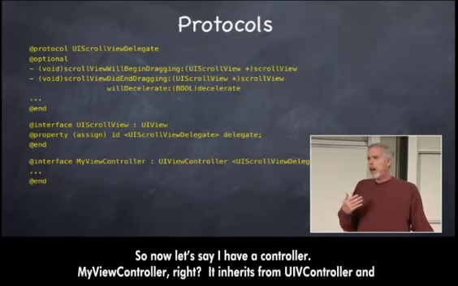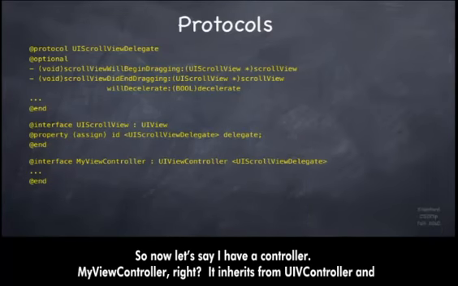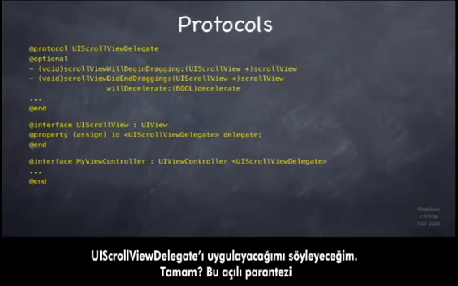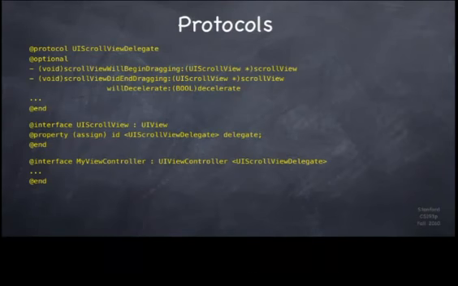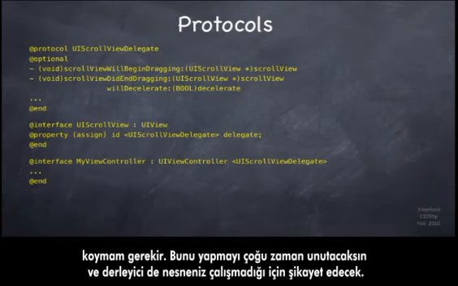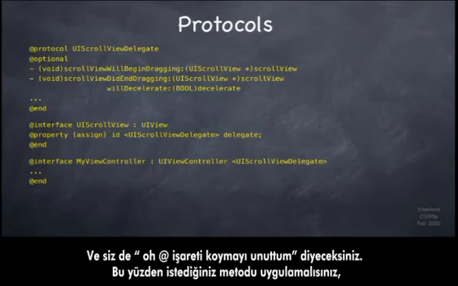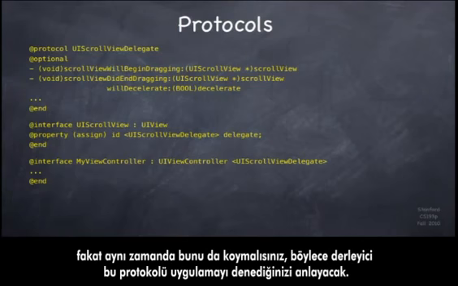So now let's say I have a controller, my view controller, right? It inherits from UIViewController, and I'm going to say that I implement UIScrollViewDelegate. Okay, and I've got to put that little angle bracket thing. You'll forget to do that a lot, and the compiler will complain that your object doesn't implement that protocol, and you're like, oh, I forgot to put it in the @interface. So you have to implement the method you want, but you also have to put this, so the compiler knows that you intend to implement this protocol.